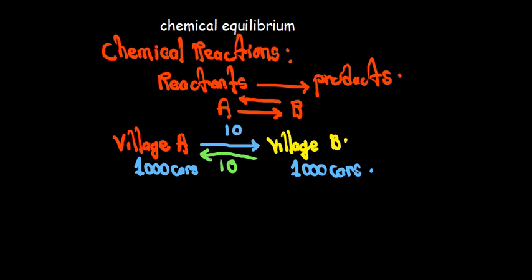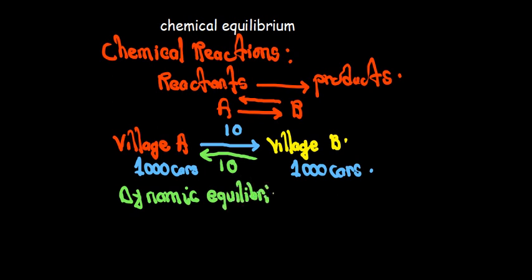You discover that there is motion between village A and village B in terms of the movement of these vehicles, but the number of vehicles in A still remains the same. It won't change, because as we lose 10, we get 10 from village B. This is the point I'm trying to emphasize: the concentrations in A and B are the same. Nothing is changing there, but the rate of reaction is taking place, and this kind of equilibrium is called dynamic equilibrium.